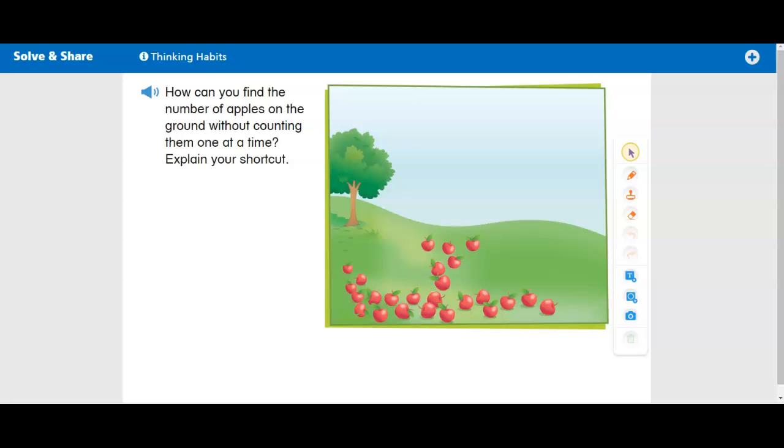Our Solve and Share begins on page 309 in our Envisions Volume 1 workbook. Our Solve and Share says, how can you find the number of apples on the ground without counting them one at a time? Explain your shortcut.